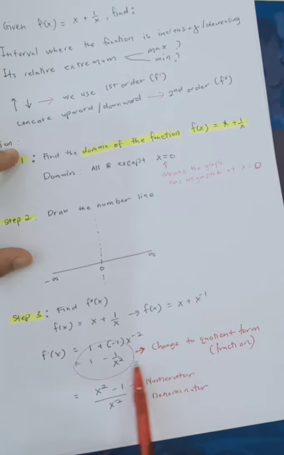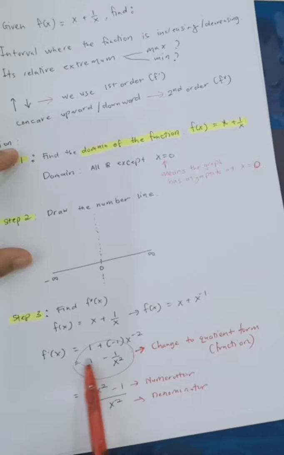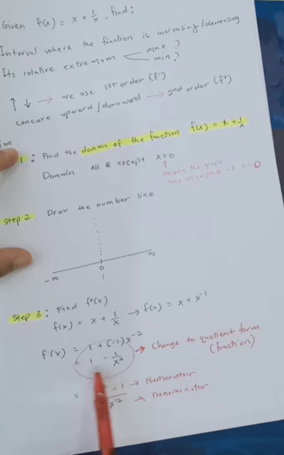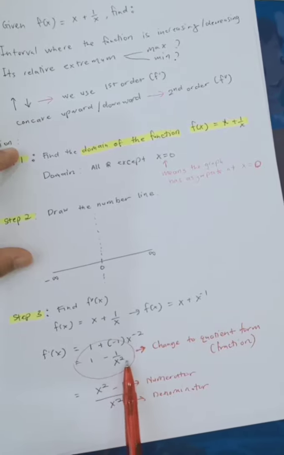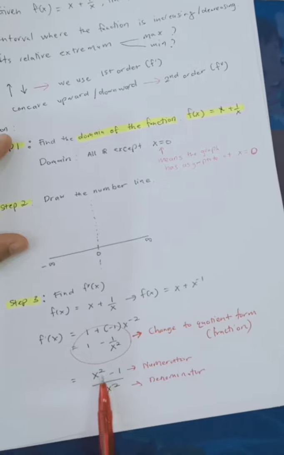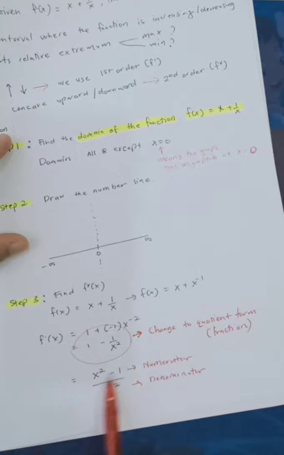We change this into quotient form, meaning that we have a fraction. We have to make the same denominator for these two, x square. So 1 multiplied by x square, we get x square minus 1 over x square. This is the numerator, and this is the denominator.